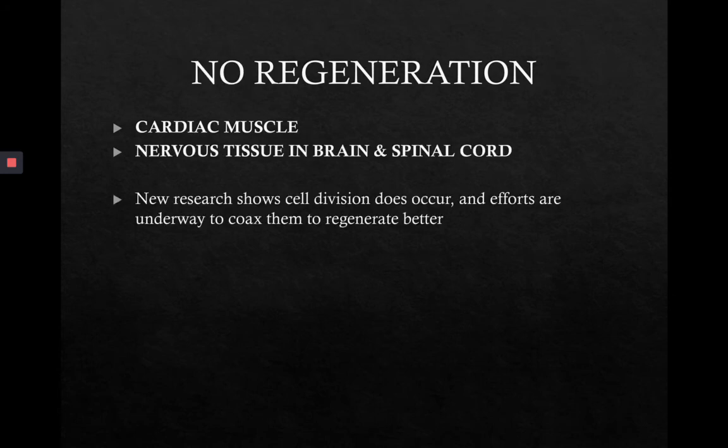And then cardiac muscle and nervous tissue, no regeneration whatsoever. There is a little bit of new research showing that some cell division does occur in these tissues, but we definitely need more research to learn about ways to make them regenerate better, because damage to cardiac muscle and nervous tissue is one of the major ways that injury can cause death.